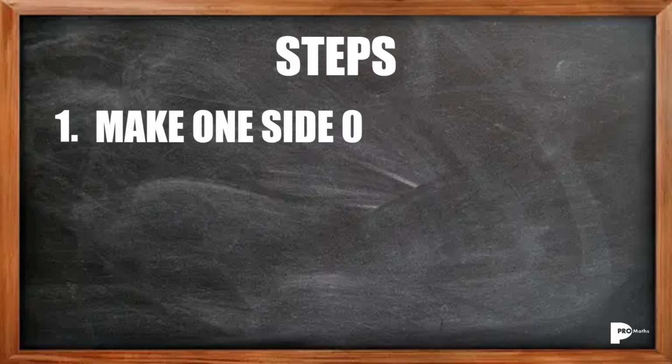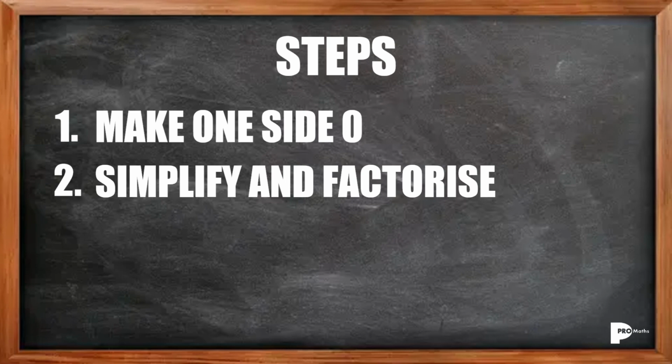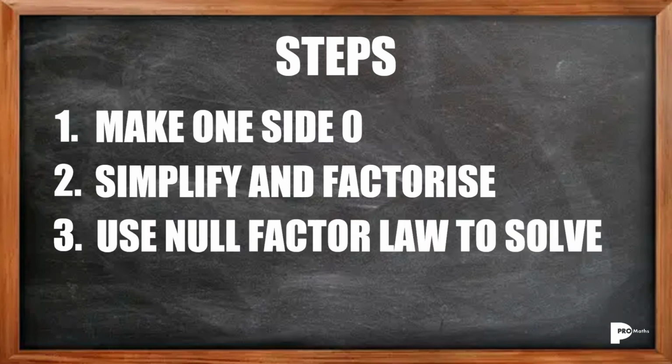To solve a quadratic equation using factorization, we use these steps. 1. Make one side 0. 2. Simplify and factorize. We won't be showing how to factorize in this video, so check out this video on how to factorize. 3. Use the null factor law to solve.